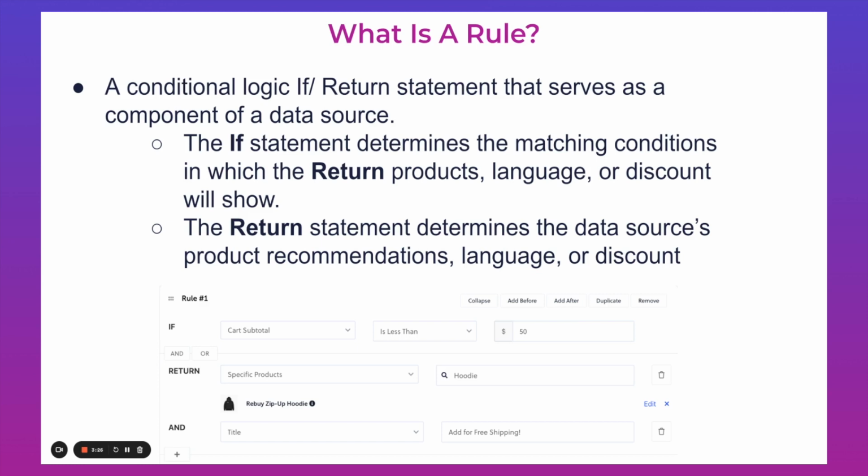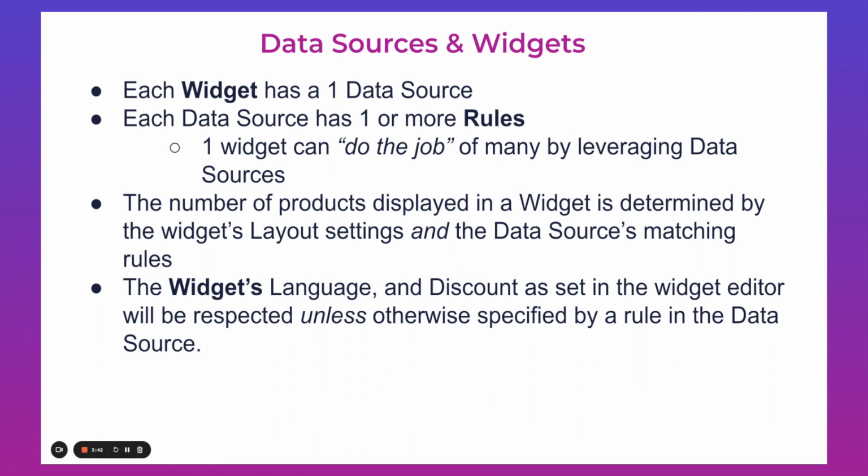We'll get into exactly how that works in a second, but you can see here, we have our if statement, when and where, and our return statement of products, discount possibly, and language being returned. We kind of started to hint at this. Each widget has one data source. Each data source has one or more rules.